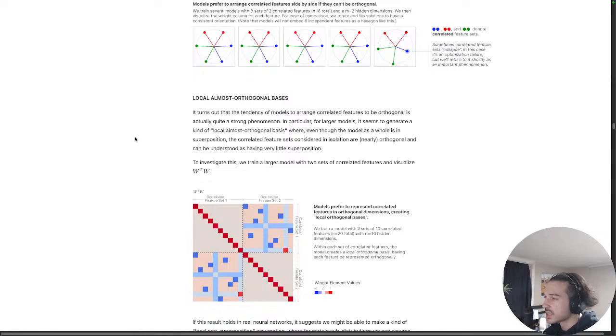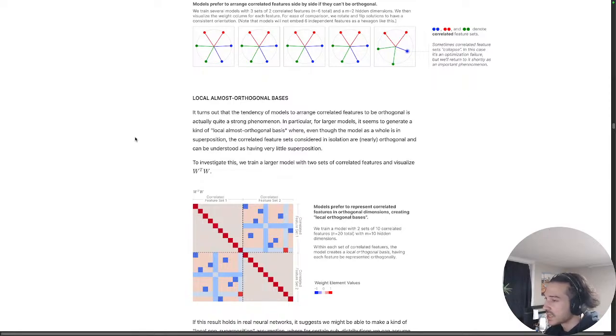It turns out that the tendency of models to arrange correlated features to be orthogonal is actually a quite strong phenomenon. In particular, for larger models, it seems to generate a kind of local almost orthogonal basis, where, even though the model as a whole is in superposition, the correlated feature sets considered in isolation are nearly orthogonal and can be understood as having very little superposition.